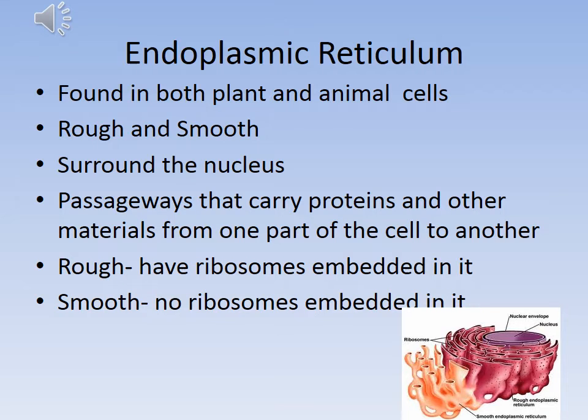The two parts, the rough and the smooth endoplasmic reticulum, look different. The rough endoplasmic reticulum has ribosomes embedded on it, so it looks as though it's been studded and has a bumpy appearance. The smooth endoplasmic reticulum, however, has no ribosomes on it, so it's smooth in comparison.